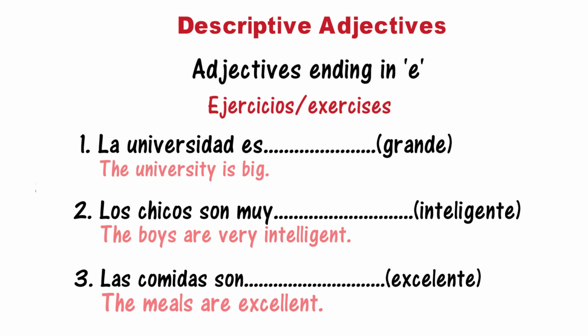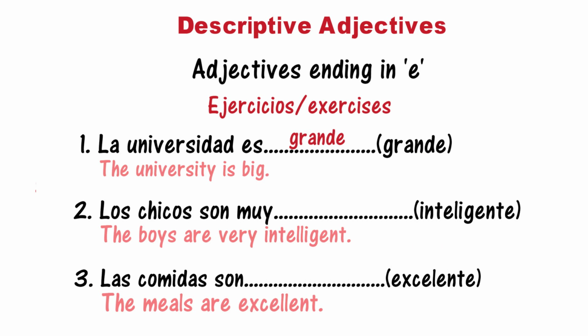Okay, great. So let's see if you got the answers correct. The first sentence says la universidad es, and our adjective here is grande. So the answer is la universidad es grande. It's the same thing. It doesn't change. The university is big.